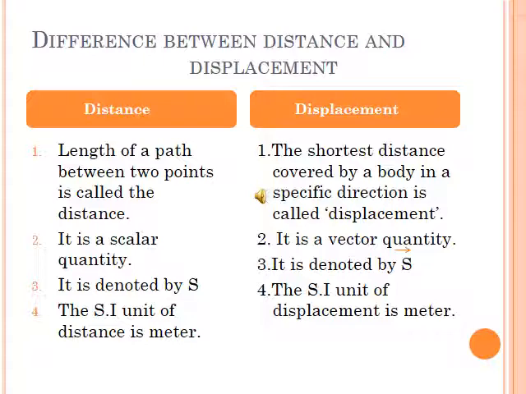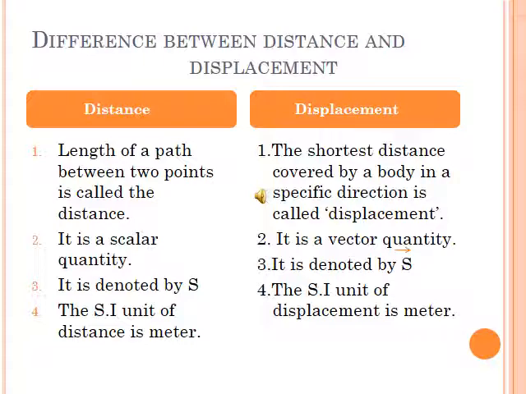Now, students, see the difference between distance and displacement. What is distance? Length of a path between 2 points is called the distance. And what is displacement? The shortest distance covered by a body in a specific direction is called displacement. Distance is a scalar quantity and displacement is a vector quantity.